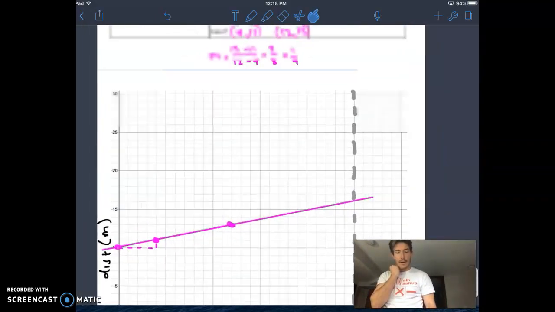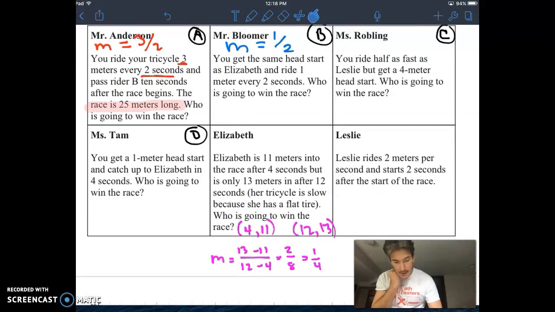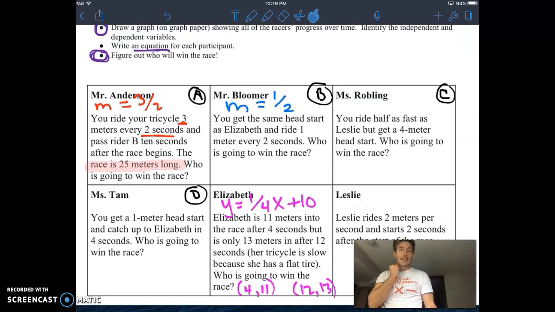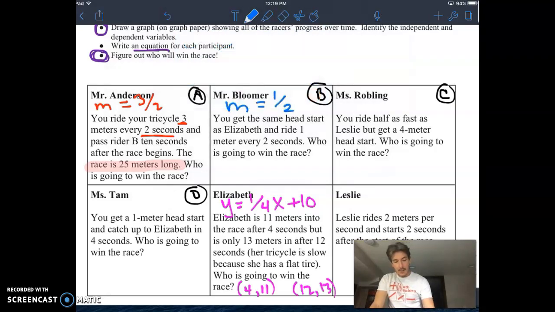So way back up here, I've got Elizabeth's equation as y equals 1/4 x, slope times x, plus the intercept. And that's actually really informing, because that gives me the same information about Mr. Bloomer. We're told Mr. Bloomer's got the same head start as Elizabeth, so y equals 1/2 x plus 10.